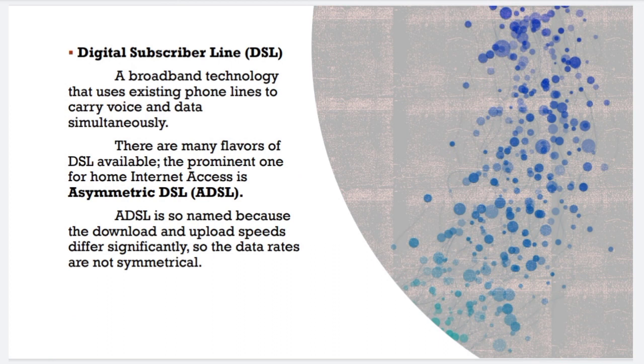Digital Subscriber Line, or DSL. So it is a broadband technology that uses existing phone lines to carry voice and data simultaneously. There are many flavors of DSL available. The prominent one for home internet access is asymmetric DSL, or ADSL. ADSL is so named because the download and upload speeds differ significantly, so the data rates are not symmetrical.